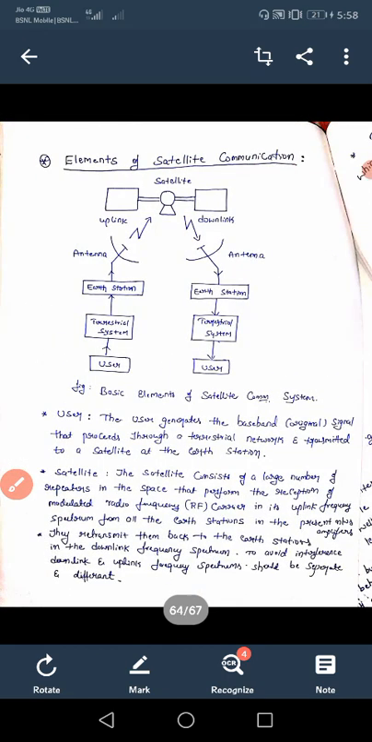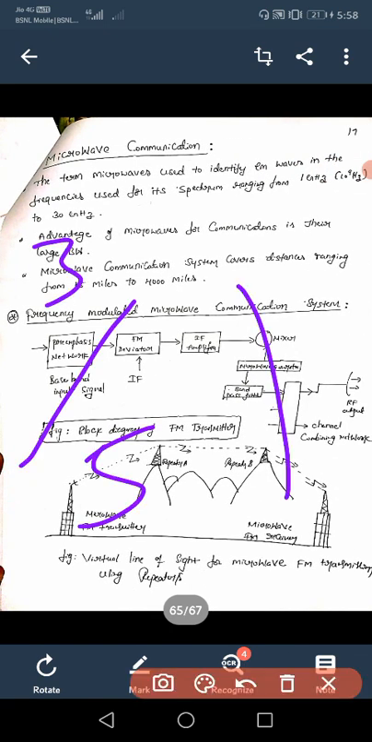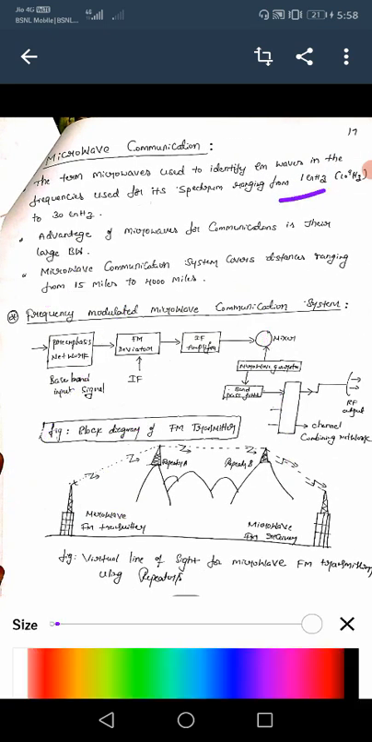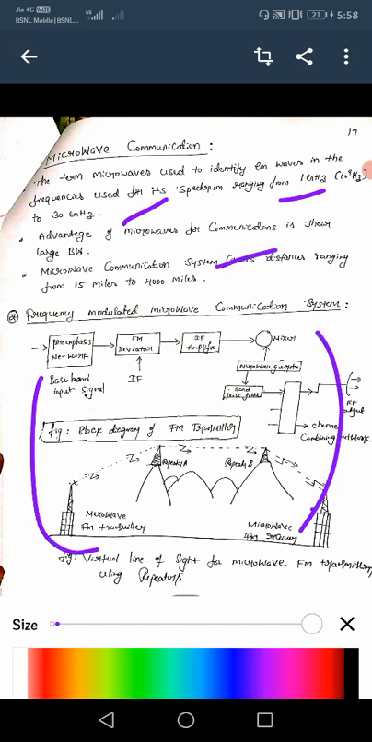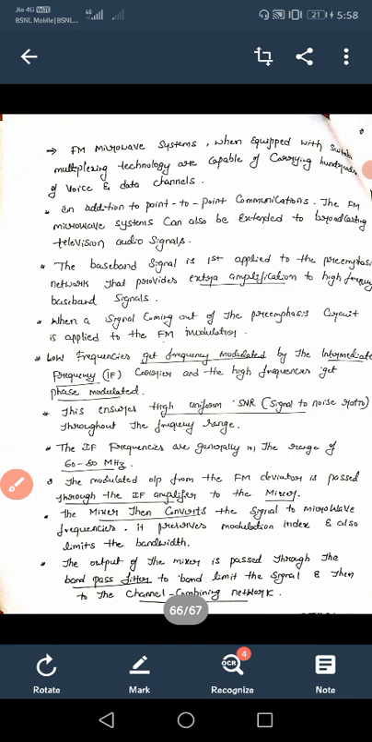Okay, next, microwave communication system. They have asked to write a short note on frequency bands of microwave communication. It is not the microwave communication block diagram. So you should speak about the frequency bands, which range from 1 gigahertz to 30 gigahertz, right? These are the specifications you should mention in microwave frequency bands, right?